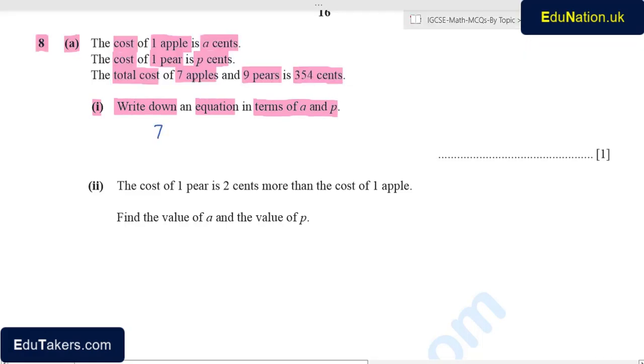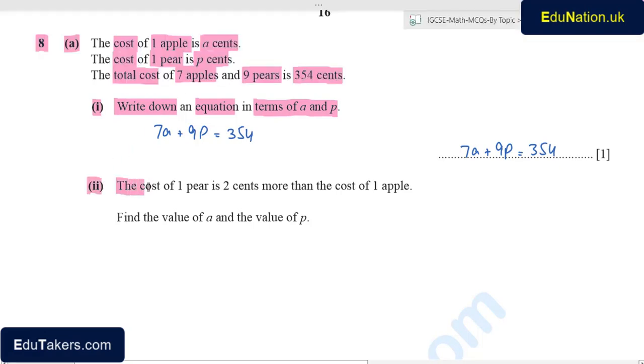We have 7 apples and 1 apple costs A cents. 9 pears and 1 pear costs P cents, and the total cost is 354. So 7A plus 9P equals 354.